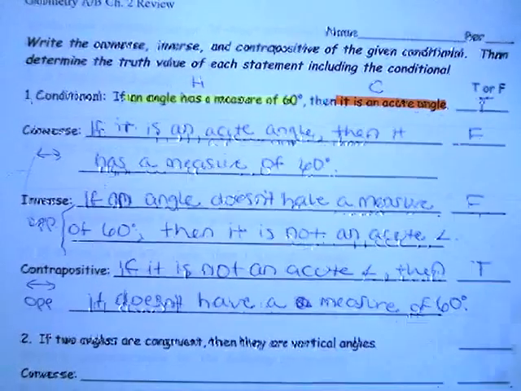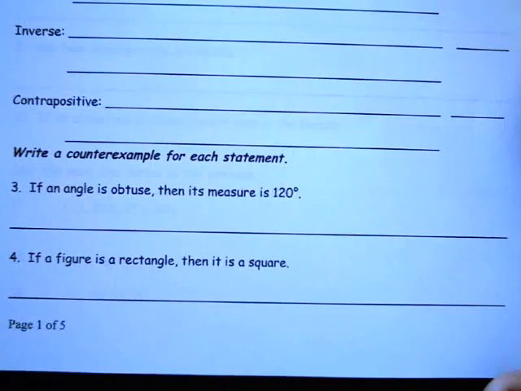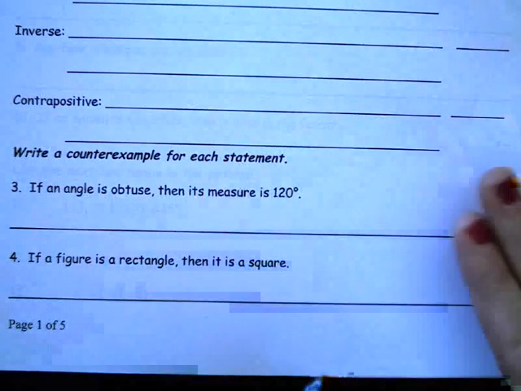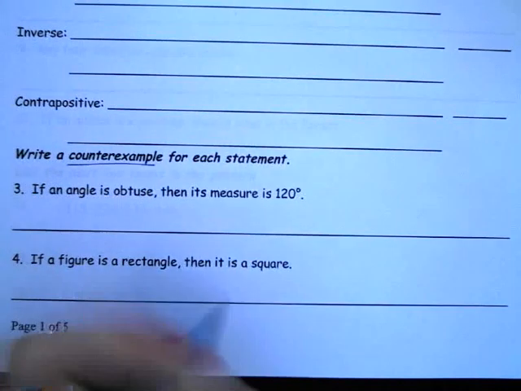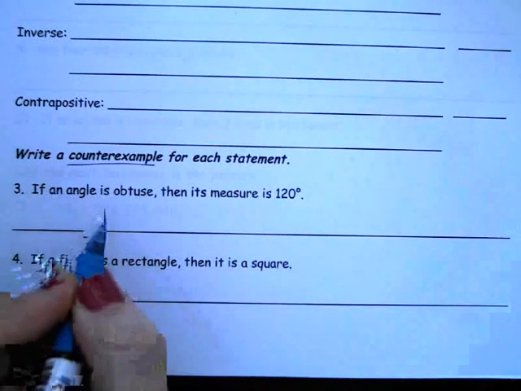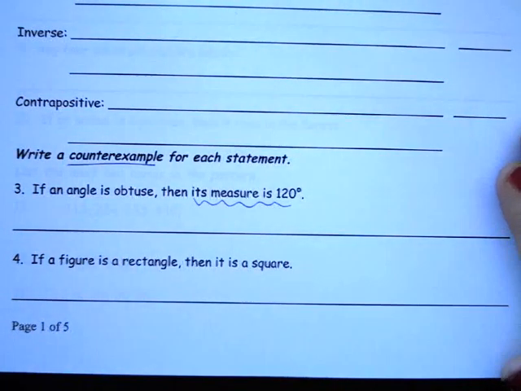All right, let's skip down to number 3. Number 3, write a counterexample for each statement. If an angle is obtuse, then its measure is 120. When you do a counterexample, you really want to make sure it's something that proves your statement false. What makes it false is the second part has to be different than what they said.